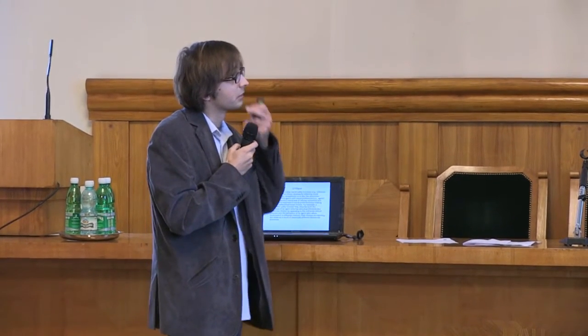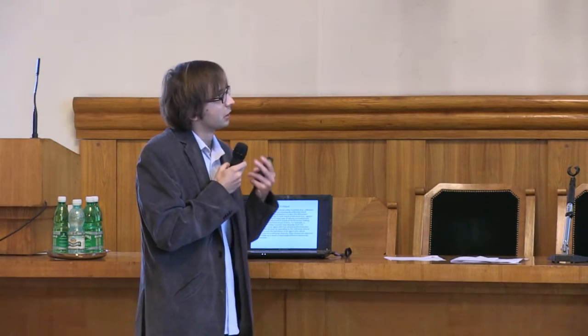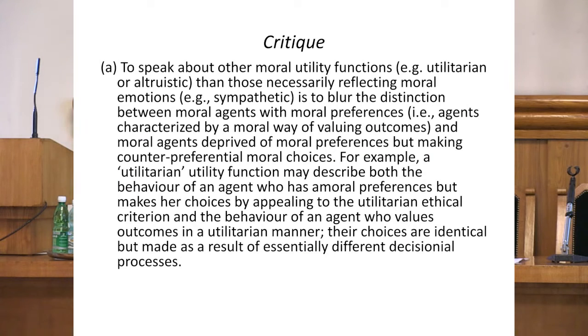And now let me pass to the critique of this approach, which will be a bit perhaps scholastic, but I think that the arguments are quite strong. Let me first note the following, I think, important thing. When we speak about moral utility functions, for instance utilitarian and altruistic, those necessarily reflecting moral emotions, for instance compassionate moral utility functions, then we blur the distinction between moral agents with moral preferences, that is, agents who value outcomes of the game in a moral way, and moral agents deprived of moral preferences but making counter-preferential moral choices. I think that is an extremely important distinction, but this distinction is lost when we are using this method of presenting motivational structure in terms of utility functions.